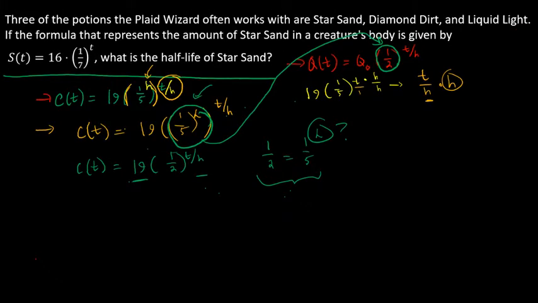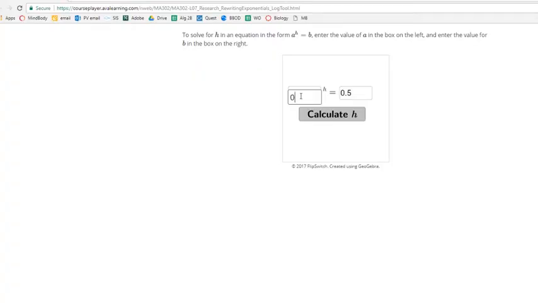This is when I bring out my calculator. So let me pull that up. So I had 1/5 to the h equals 1/2. So remember, to solve this, and I know it might be a little bit small, to solve for h in an equation in the form of a to the h equals b, enter a on the left, enter b on the right. So my equation was 1/5 to the h equals b.